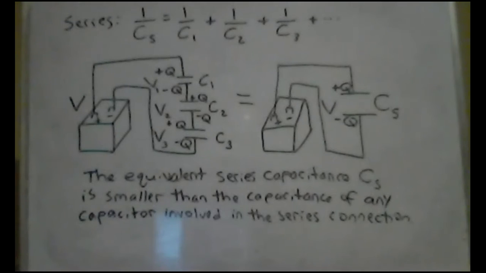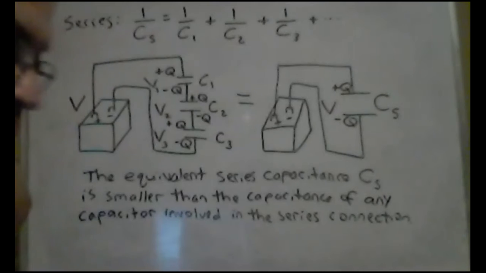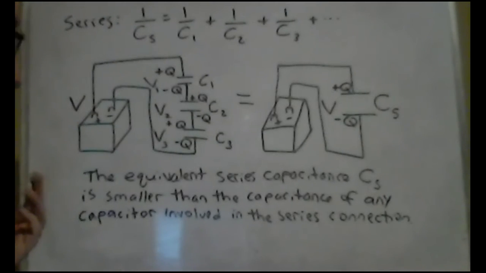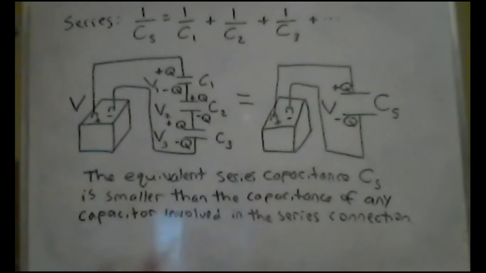All right, and also one thing to keep in mind here is that the way I drew this is that there's going to be an equivalent larger spacing as well. So again, epsilon A over d, d is going to be bigger, so this capacitance will be smaller as well. It's one way to look at it geometrically. All right, now let's connect capacitors in parallel. Let's see what that looks like.